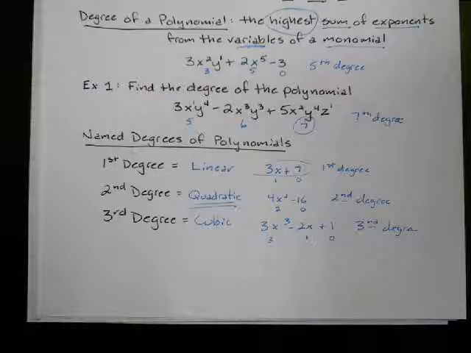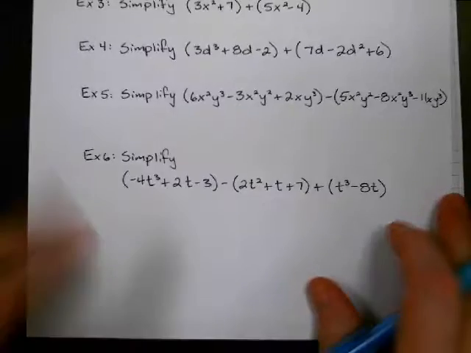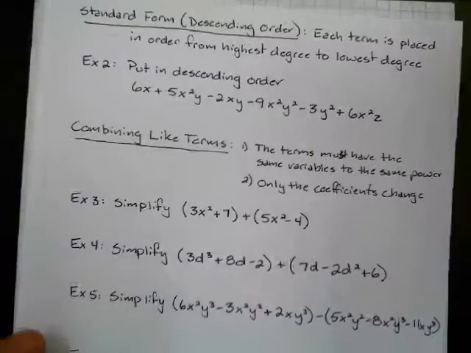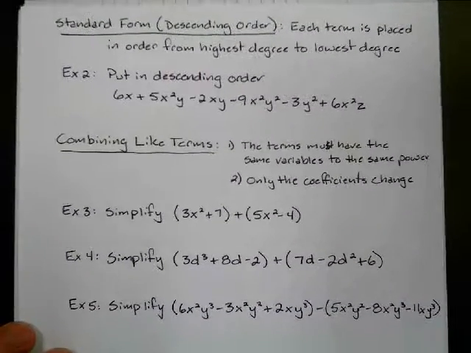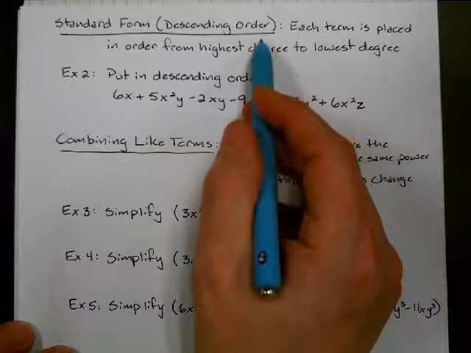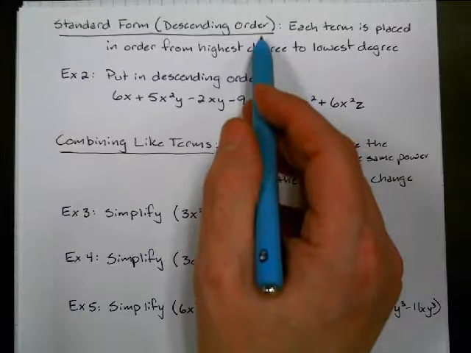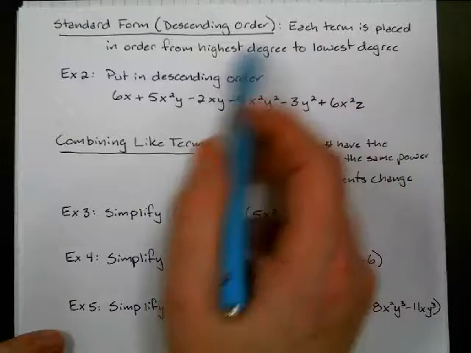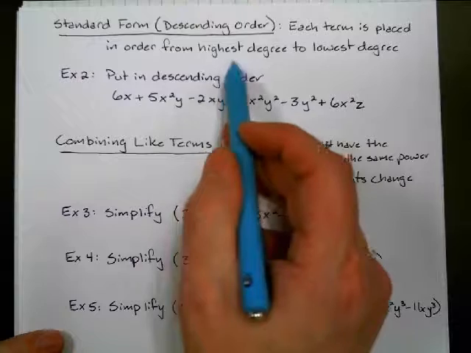All right, we're almost done here. This is a quick one. Standard form, which we also call descending order. So in standard form, and this is how I want your answers to be placed, each term is placed in order from the highest degree to the lowest degree.